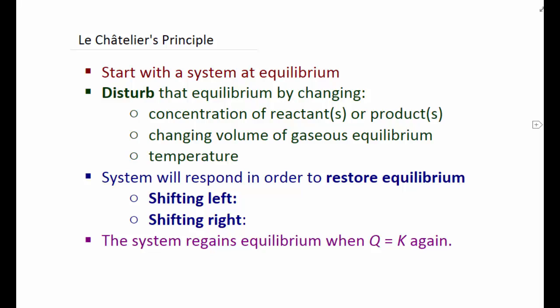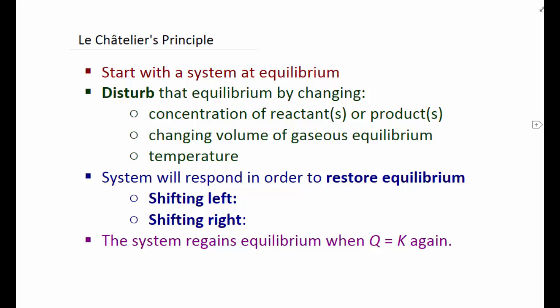Le Chatelier's principle is where we start with a system that has already reached equilibrium and then we add something to it. This is what happens when we disturb that equilibrium in one way or another. So we can change the concentration of reactants or products. We could add something, reactant or product. We could remove reactant or product. That will disturb the equilibrium.